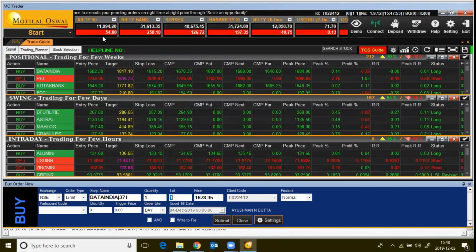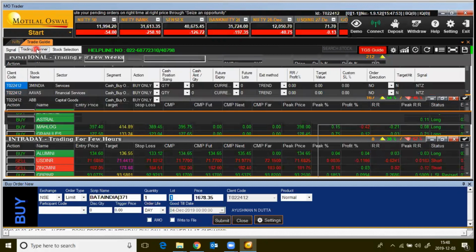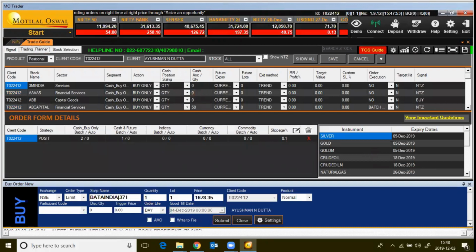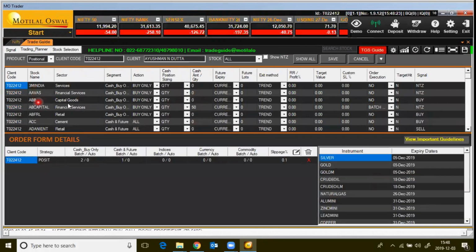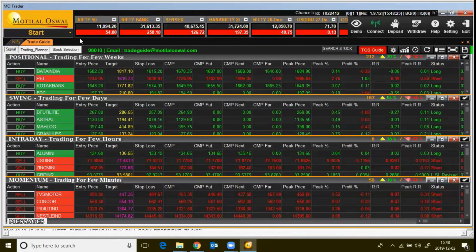The stocks in the trading planner are based on the stock selection which you have done under the signal tracker page. So whatever stocks you are seeing right here are based on the stock selection that we have done under your signal tracker page. Now we are going to plan the trade for those stocks whose signals have not yet been generated.